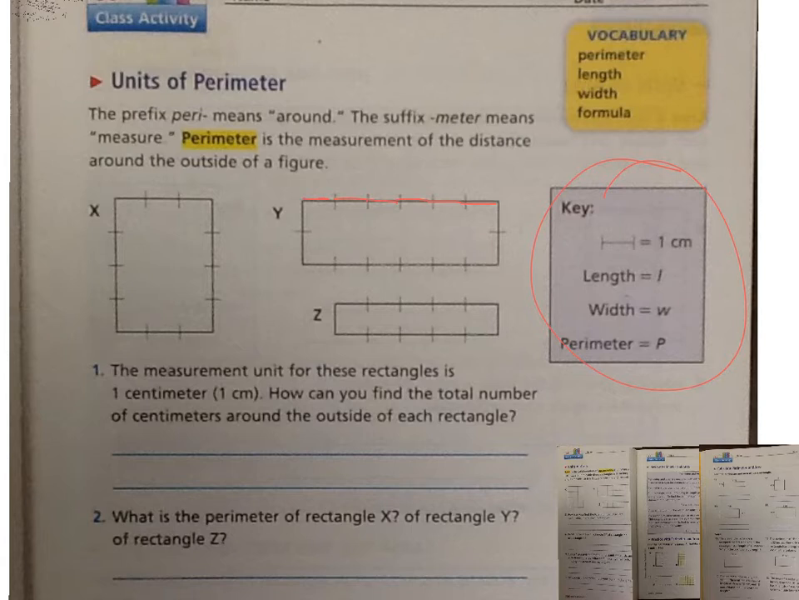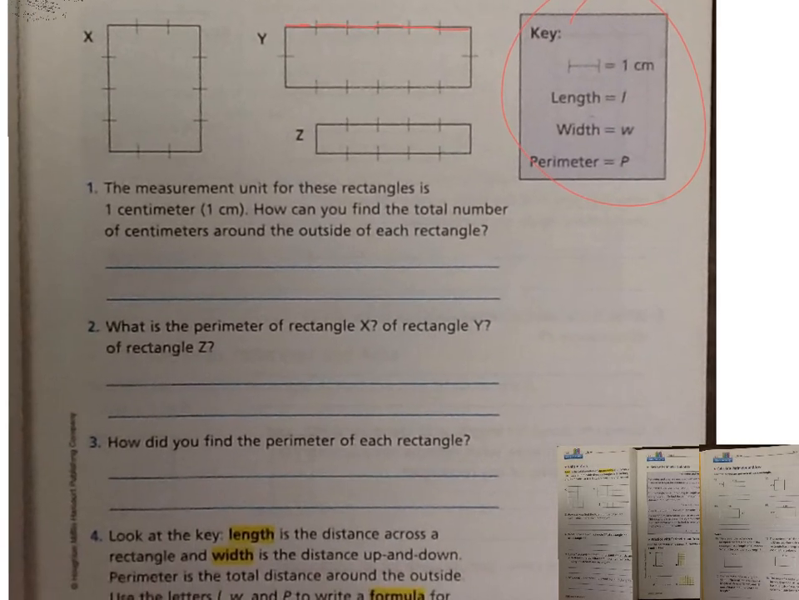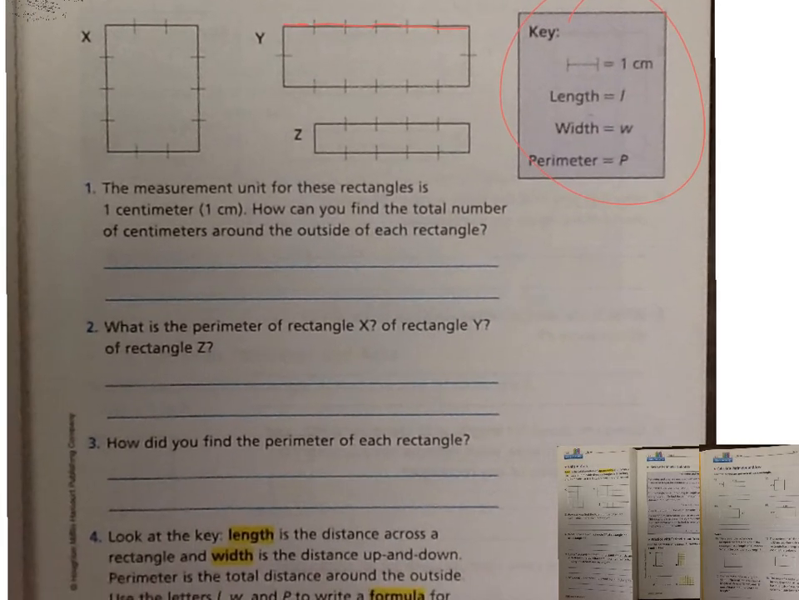So number 1 says the measurement unit for these rectangles is 1 centimeter. How can you find the total number of centimeters around the outside of the rectangle? So how would you find that out? Okay, what are some ways you would find out the total? So before I answer it for you, I want you to write down your own answer for number 1. What do you think? What would you do? So pause it and then unpause it when you're done.